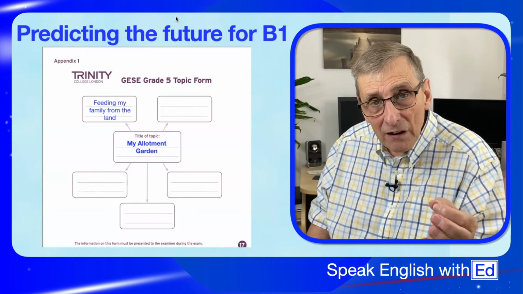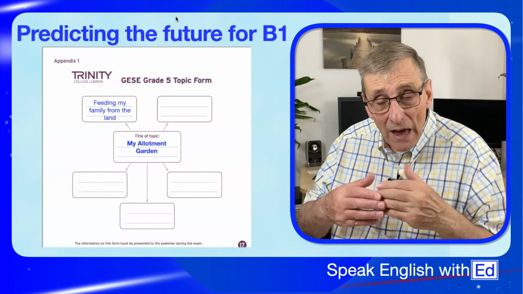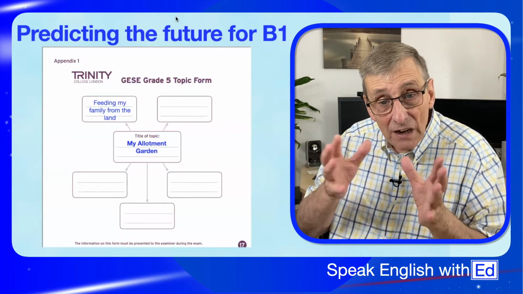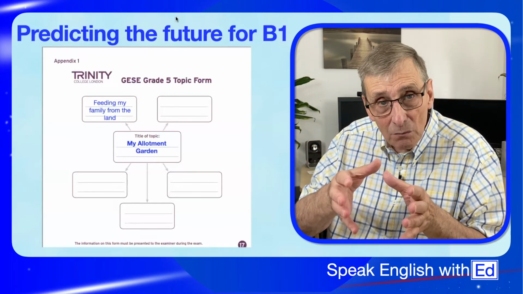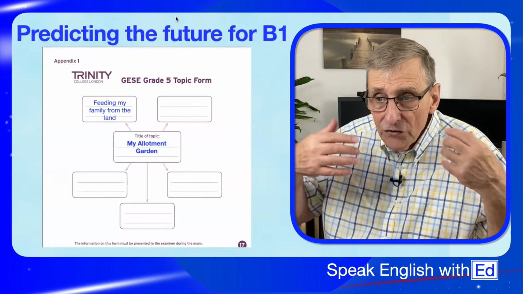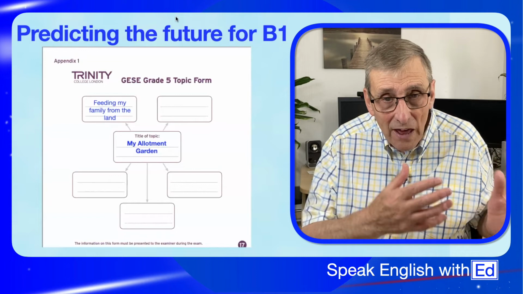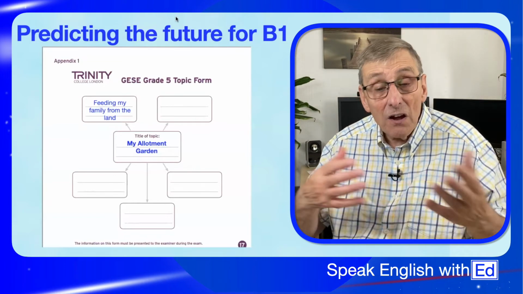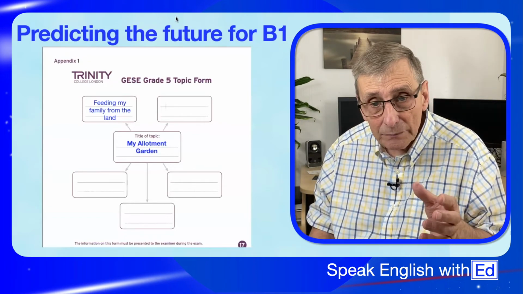This is your topic. So you want 5 subjects around in here, and what I've chosen here is things like feeding my family from my land. I can talk about how important it is. It's a related subject, related to my allotment, and I can talk about how important it is to feed my family with healthy food that I've grown myself from my allotment. Okay.